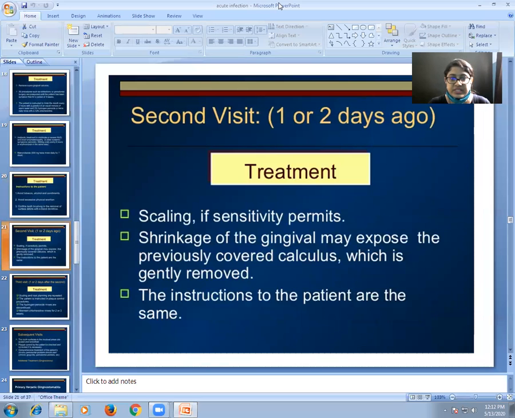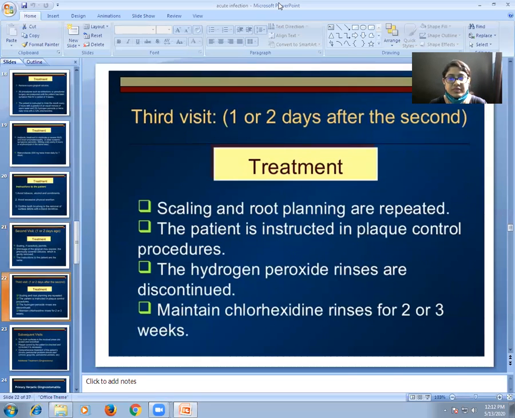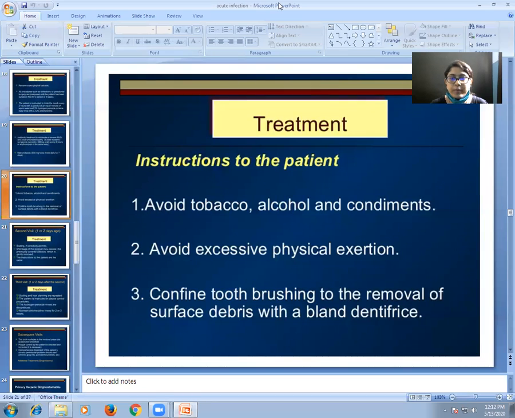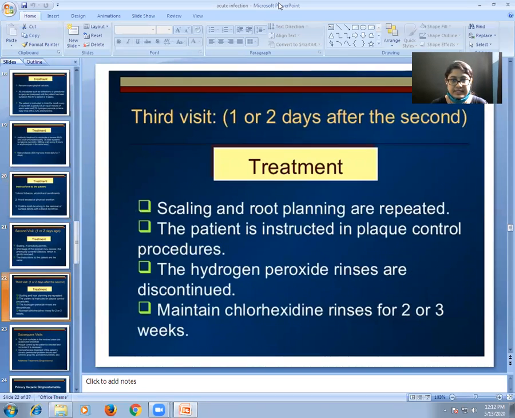Because of the first visit, there is a shrinkage of the gingiva, which results in exposure of the previously covered calculus, which you have to remove gently. And the same instructions you have to give the patients, which were given in the first visit. That is to avoid tobacco, alcohol, and avoid excessive physical exercise.